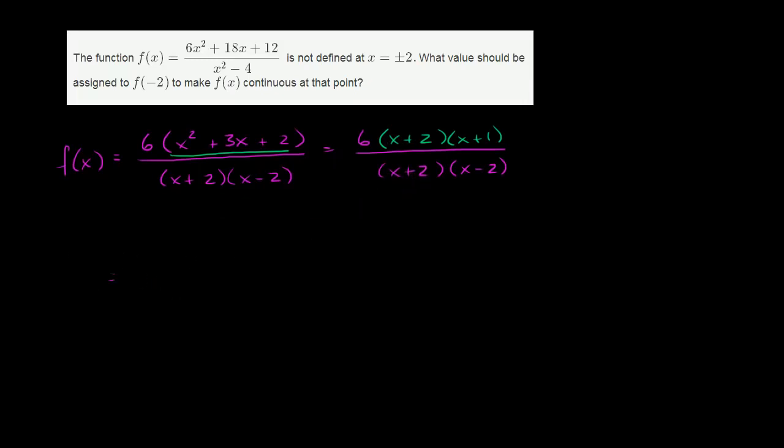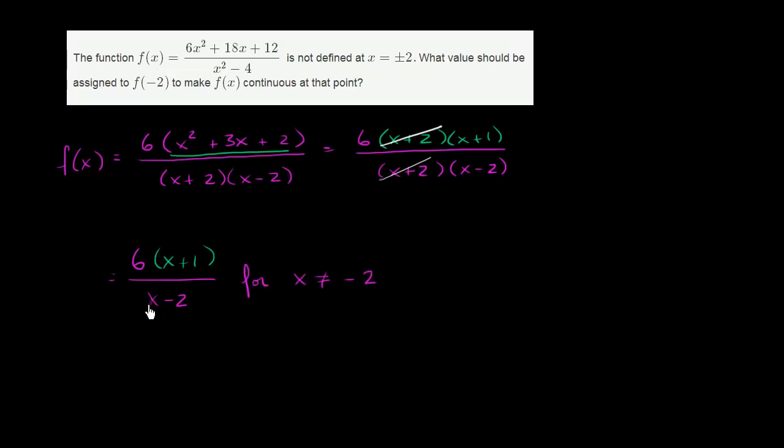So this is equal to 6 times, we're going to divide by x plus 2 in the numerator, x plus 2 in the denominator. So it's going to be 6 times (x plus 1) over (x minus 2). And we have to put the constraint here because now we've changed it. Now this expression over here is actually defined at x equals negative 2. But in order to be equivalent to the original function, we have to constrain it. So we will say for x not equal to negative 2.